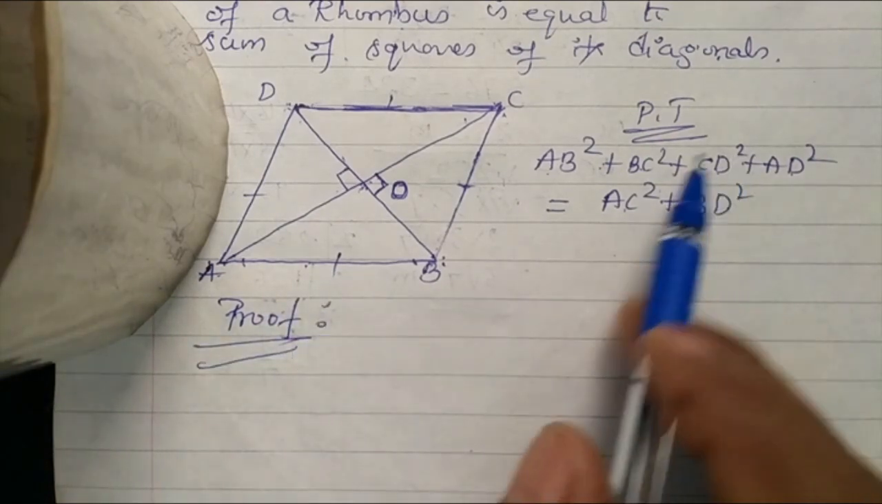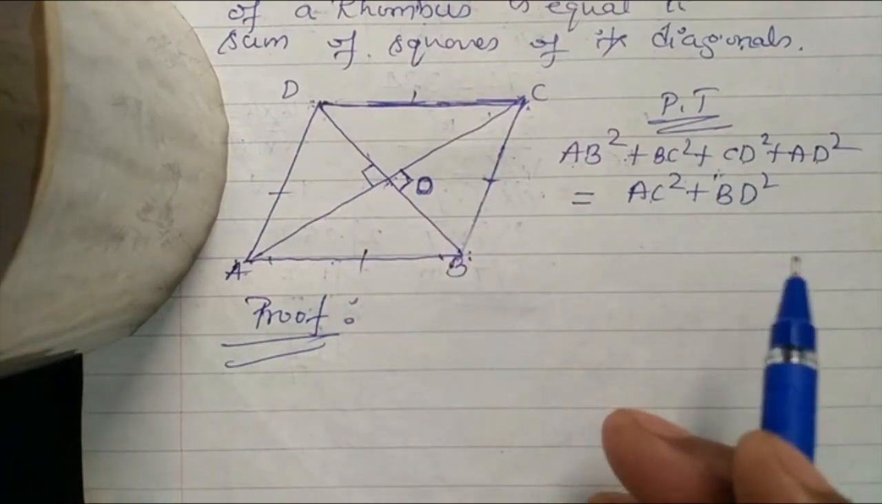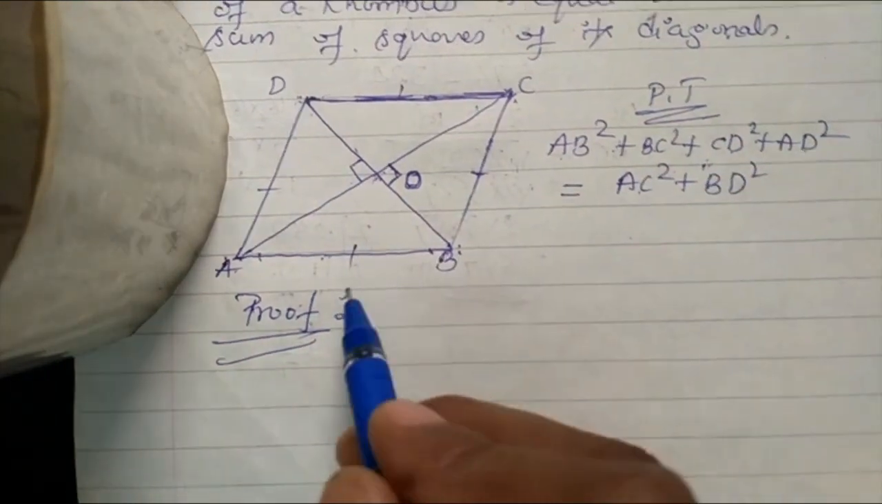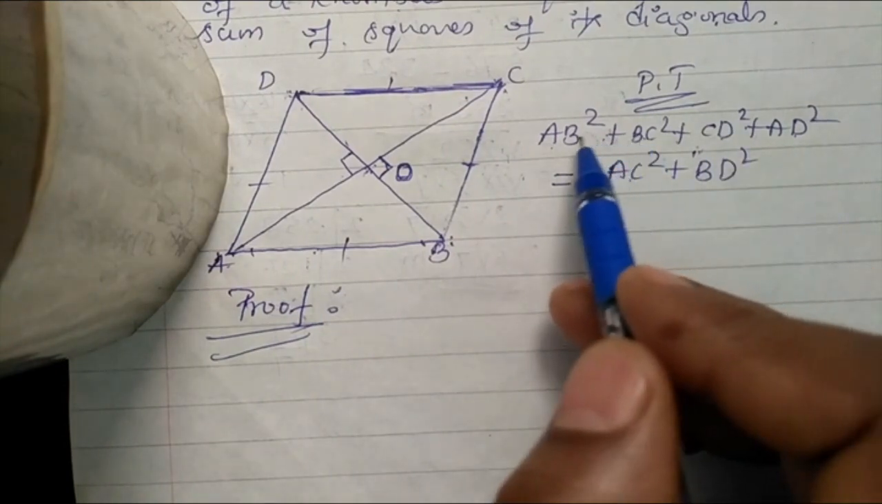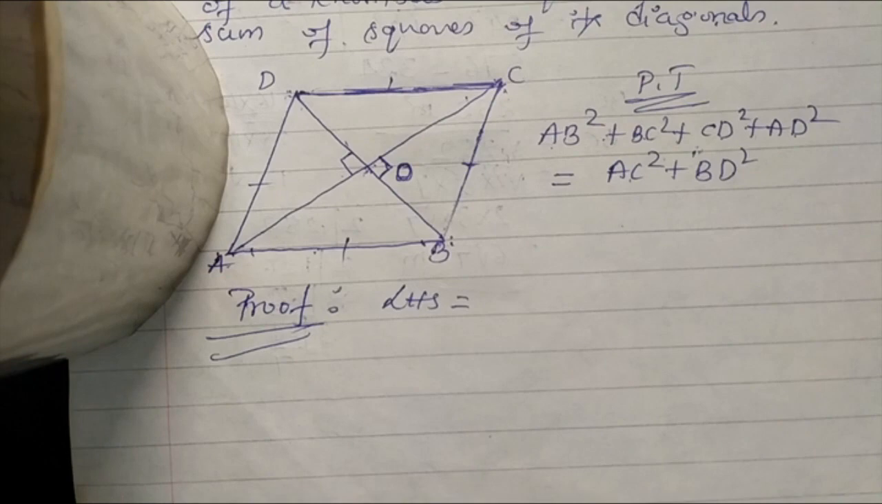So we'll prove this one. How to prove that the sum of squares of all four sides is equal to the sum of squares of its diagonals. So we'll take one by one. First we'll take LHS. During proving any equation, you can select LHS or RHS, any one side, and prove it to the other one.